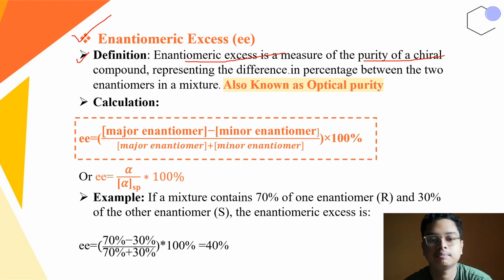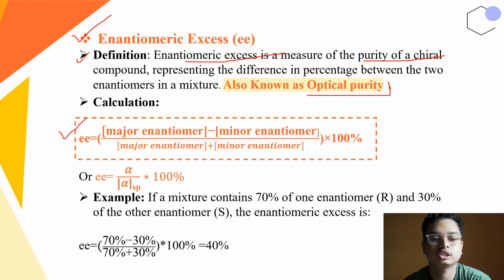compound, representing the difference in percentage between the two enantiomers in a mixture, and it is also known as the optical purity of the particular compound. Now, how to calculate this enantiomeric excess? The formula is: enantiomeric excess equals major enantiomer minus minor enantiomer, divided by major enantiomer plus minor enantiomer, into 100%. And enantiomeric excess is expressed as a percent value.